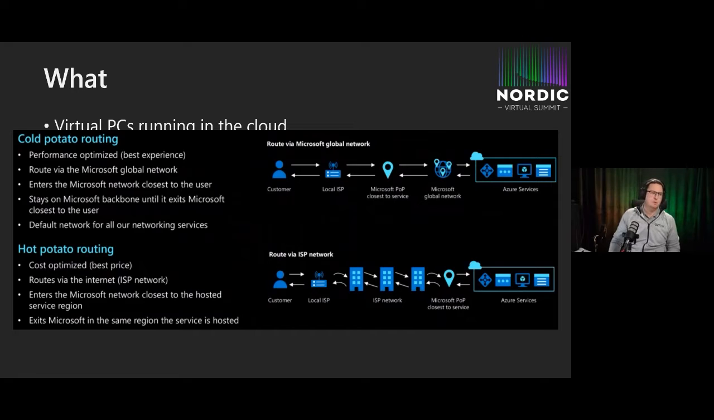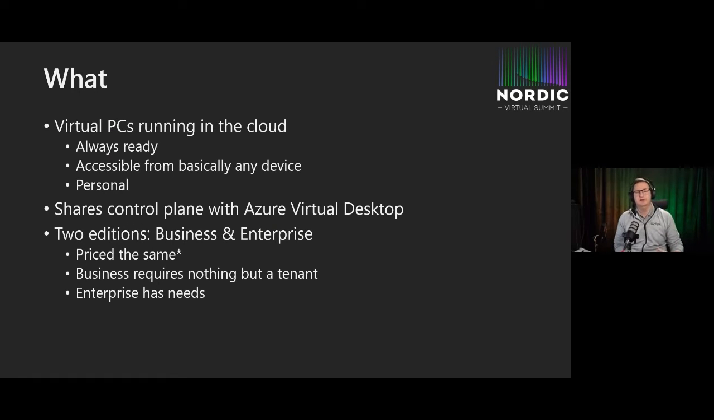And Windows 365 comes in two different editions. You have the Windows 365 Business Edition and you have the Windows 365 Enterprise Edition. These are priced the same, assuming you're eligible for hybrid benefits. If you're connecting to Windows 365 from Windows 10 Pro or Windows 11 Pro, you are eligible for hybrid benefit. If not, then that's an additional $4 cost to the license.